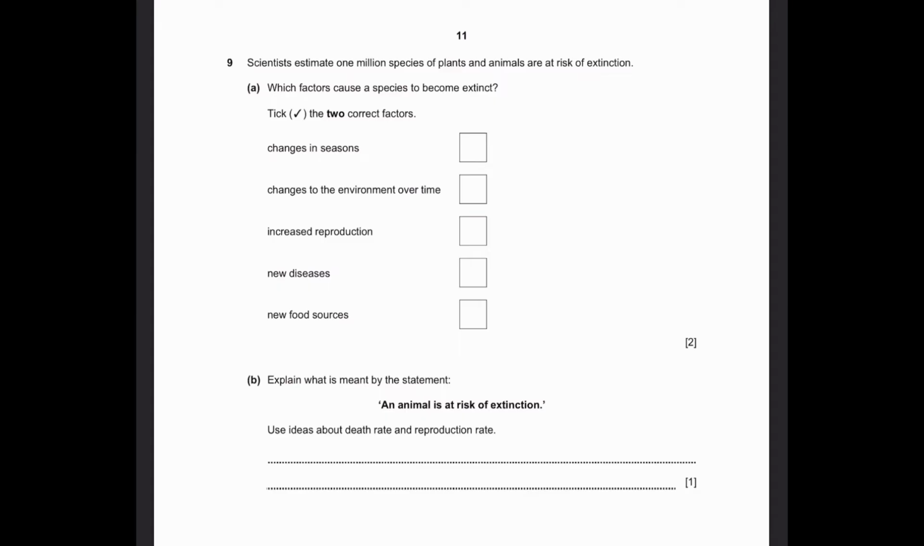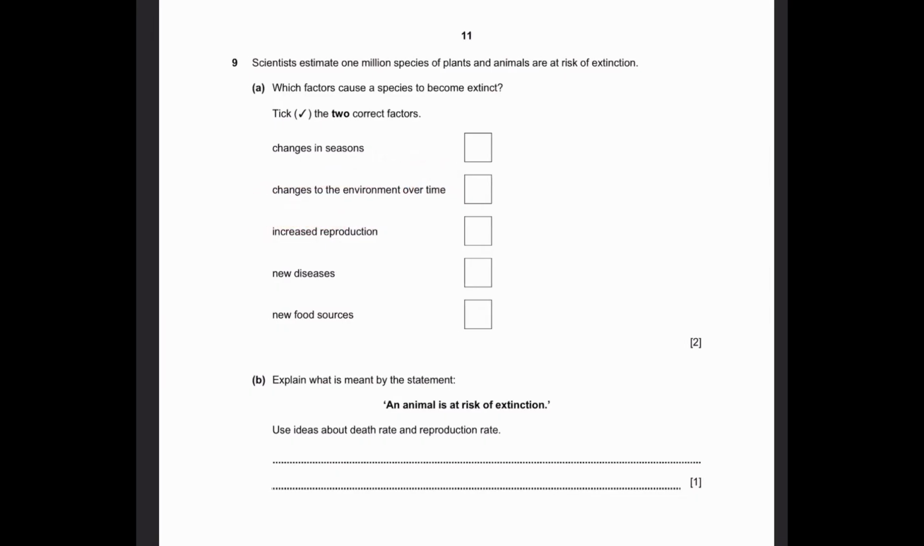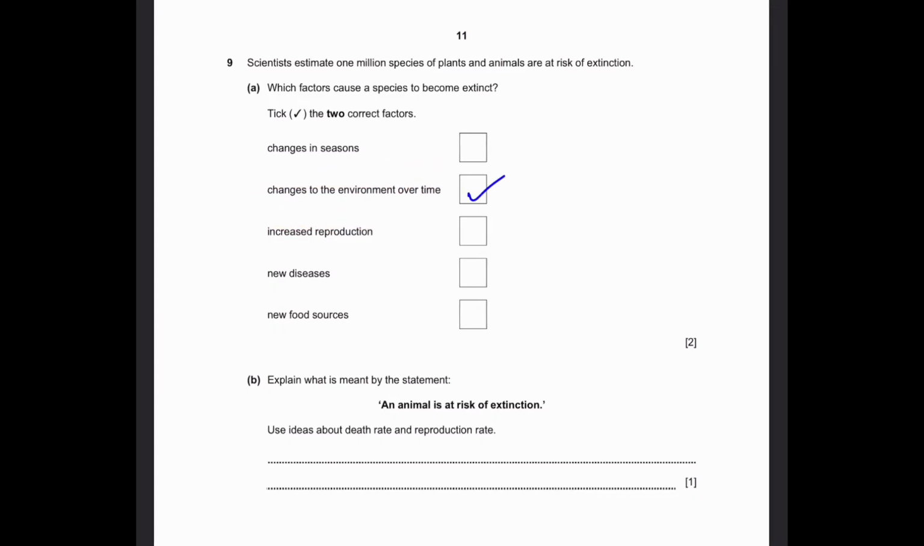Scientists estimate 1 million species of plants and animals are at risk of extinction. A. Which factors cause a species to become extinct? Take the 2 correct factors. Changes in seasons? Well, changes in seasons are normal and every animal can get through these. It's not really something that causes a species to become extinct. Changes to the environment over time. This is something that can cause extinction.